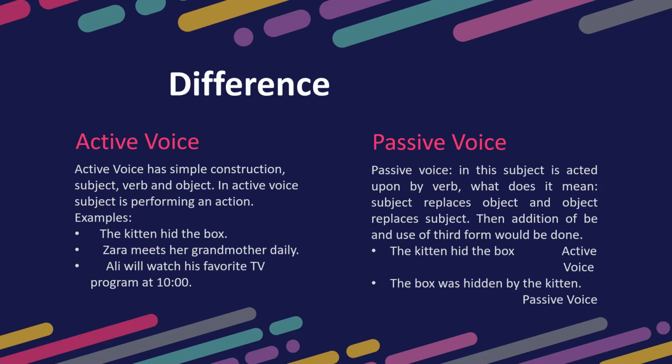Now look at the example: the kitten hid the box. The kitten is the subject, hid is the verb, and the box is the object. It is in the simple past tense. So when we are changing this into passive voice, there are rules. Subject will be replaced by object, object will be replaced by subject, and there would be use of was and were according to the subject. Singular subject, was; plural subject, were. So, the box was hidden by the kitten.